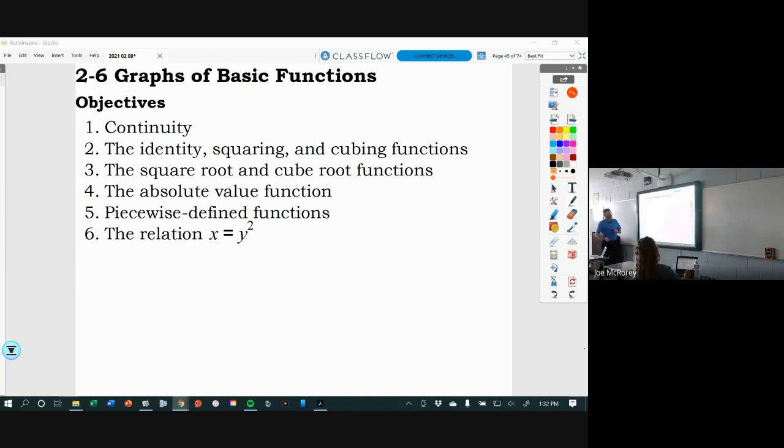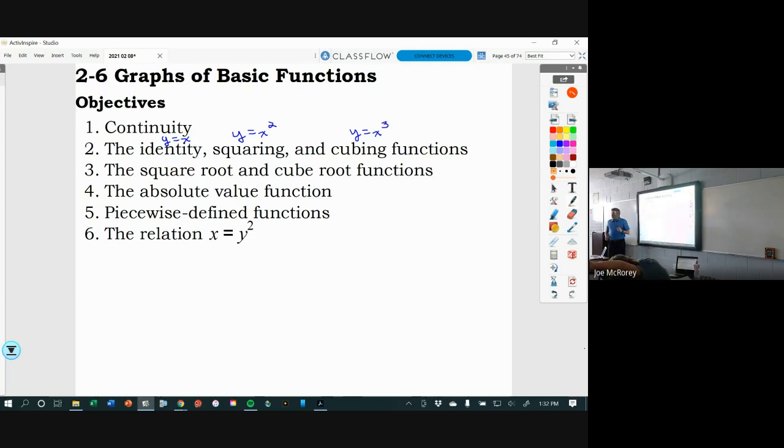The identity function. Recall the identity function is y equals x. What's the squaring function? Y equals x squared. The cubing function, y equals x cubed.